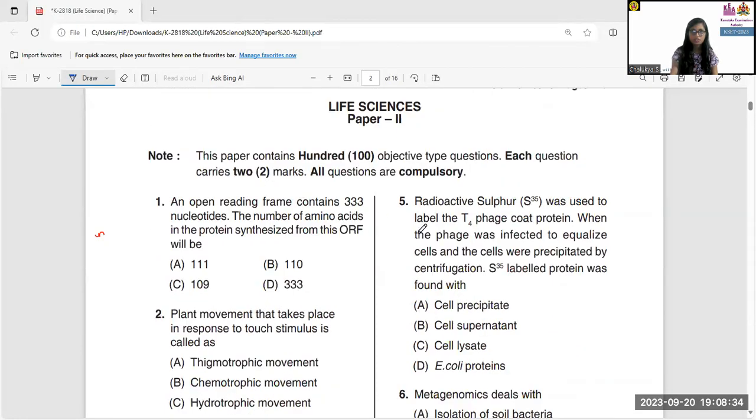So the fifth question. Radioactive sulfur was used to label the T4 phage coat protein when the phage was infected to E. coli cells, and the cells were precipitated by centrifugation. S35 labeled protein was found with what? This question is related to the Hershey and Chase experiment, an experiment they conducted to prove DNA as the genetic material.